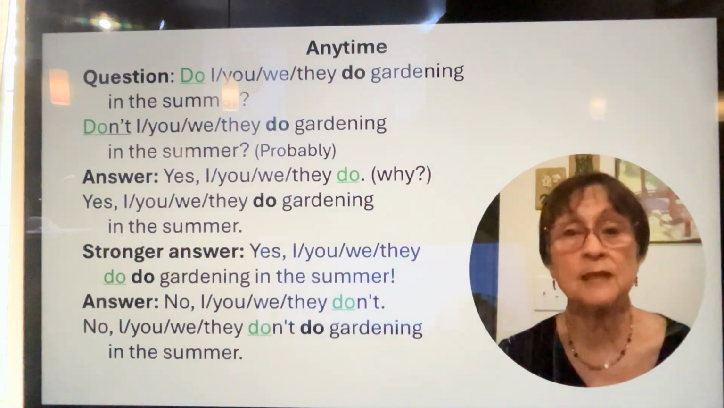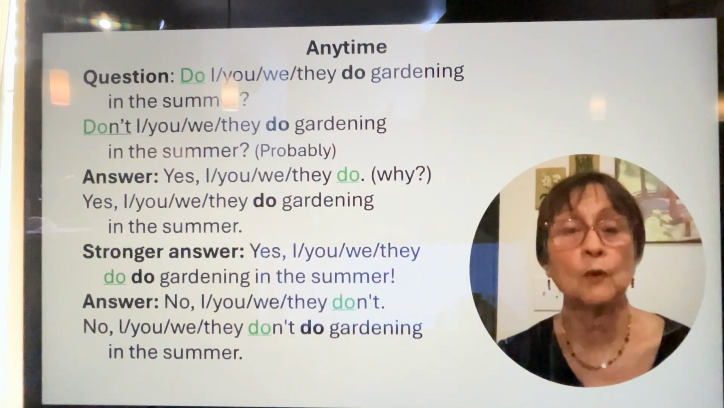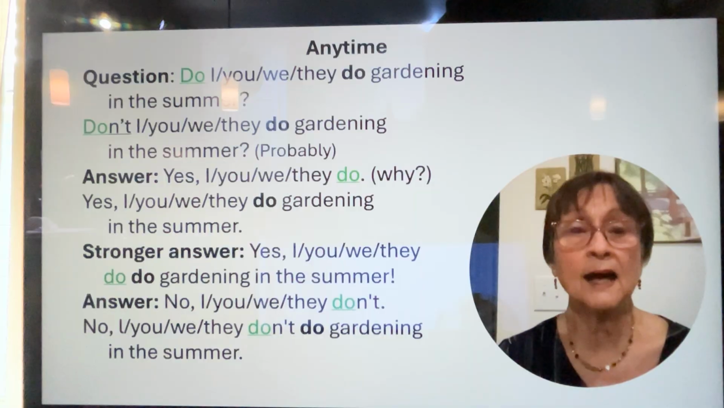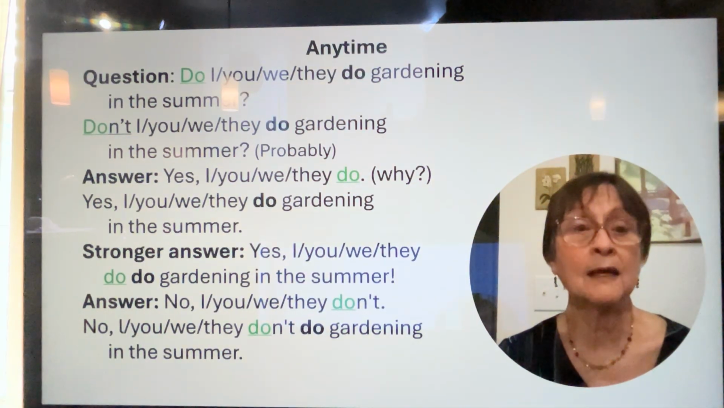And sometimes that's all we answer with. We use the helper do, meaning whatever the action is, it happens. But that's why I put the word why there. Why is that a helper and not a main verb? That sentence isn't even complete because it doesn't have a main verb. It's understood. But the complete answer would be yes, I do gardening in the summer.